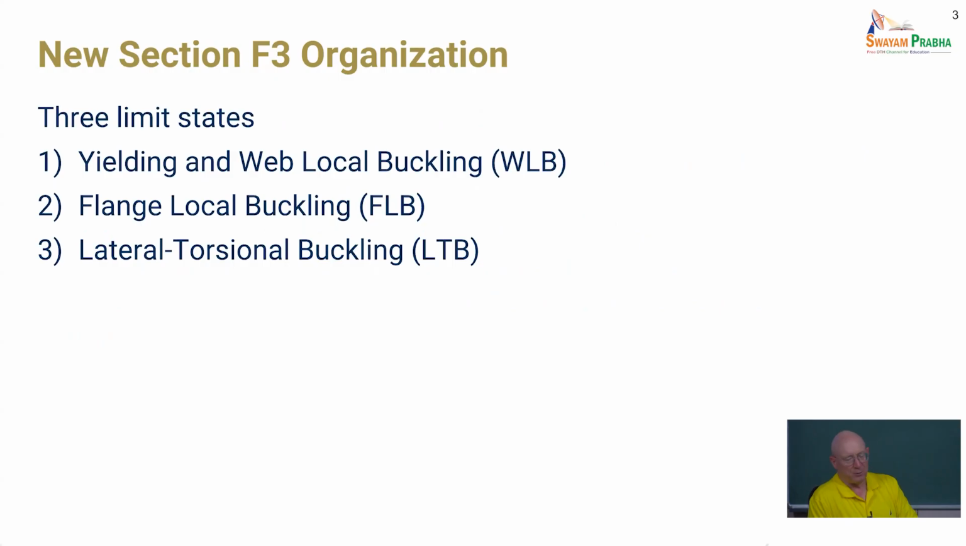So the way the new section F3 sets up is when we're looking at calculating flexural resistance, we consider three limit states. Number one, yielding and web local buckling. So we're going to look at that first. And that essentially sets a plateau resistance for the section. So this is similar in Eurocode, where if you have a class 1 or a class 2, you have a plateau, right? And the resistance is the plastic moment.